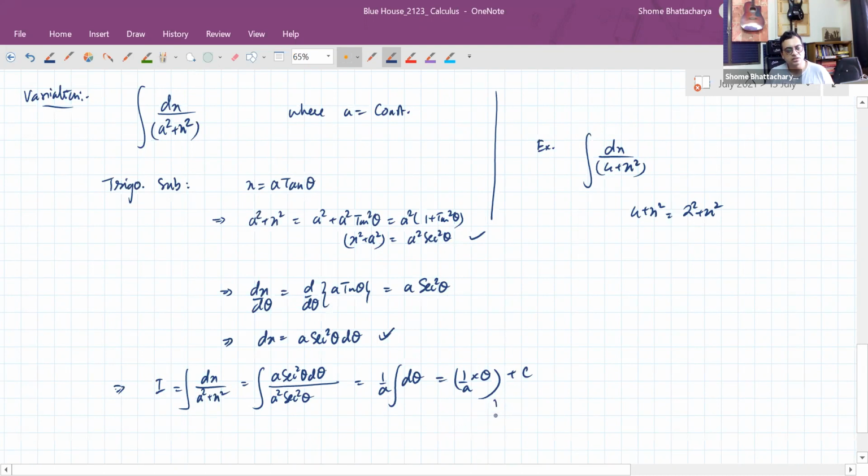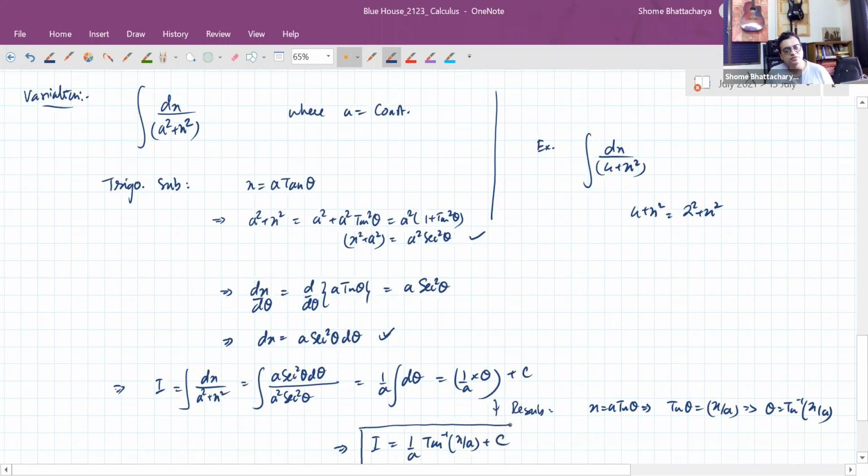So now we have to resubstitute this. So our x was equal to a tan theta. That means tan theta was equal to x by a. So that means theta is how much? It is tan inverse x by a instead of tan inverse x. So the integral is now becoming 1 upon a tan inverse of x by a plus c.